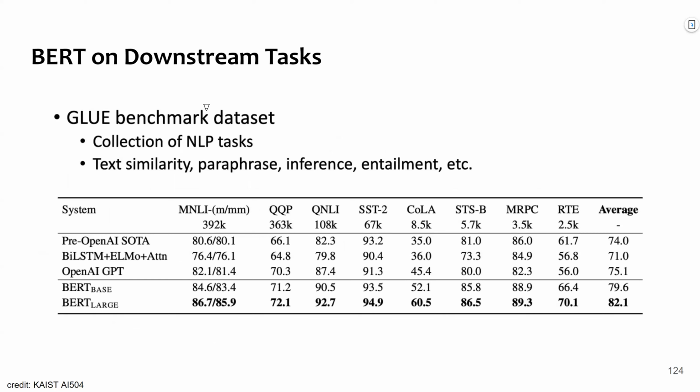And this BERT model shows very good performance on downstream tasks, especially the GLUE benchmark dataset, which is a collection of language understanding tasks. It shows state-of-the-art performance at the time. It even outperformed OpenAI's GPT at the time. GPT and BERT were competing with each other. And nowadays, those two are like the most popular foundation models in natural language processing.